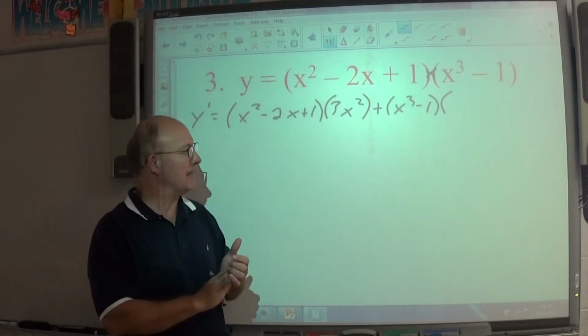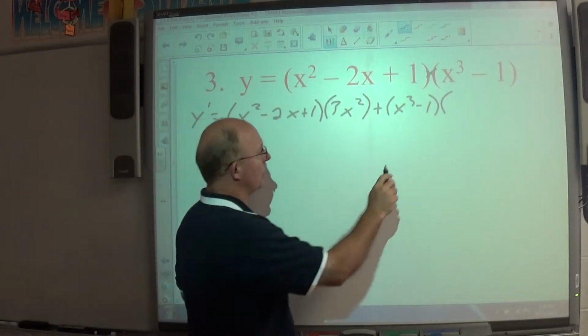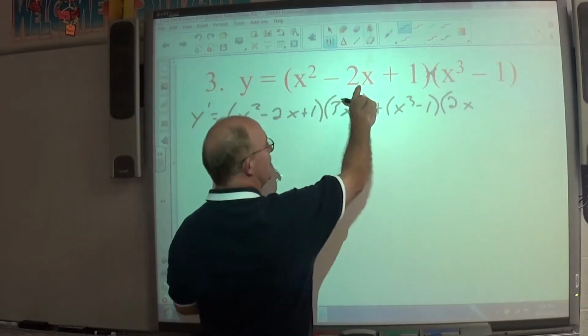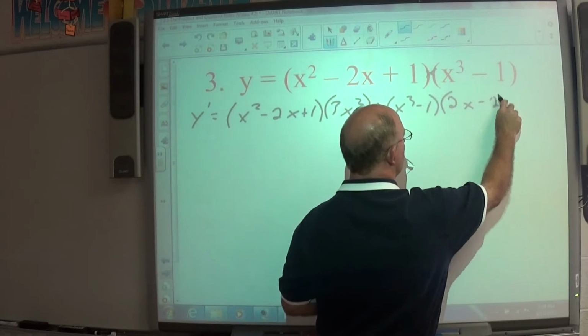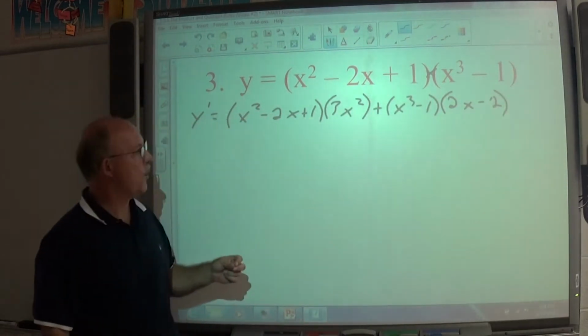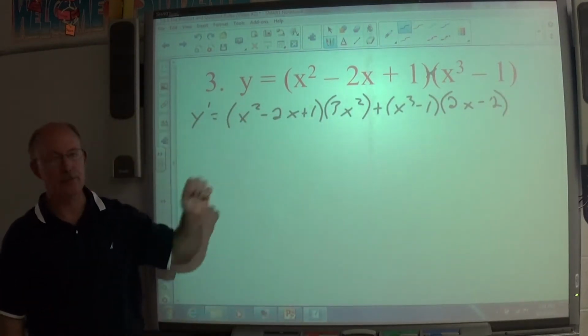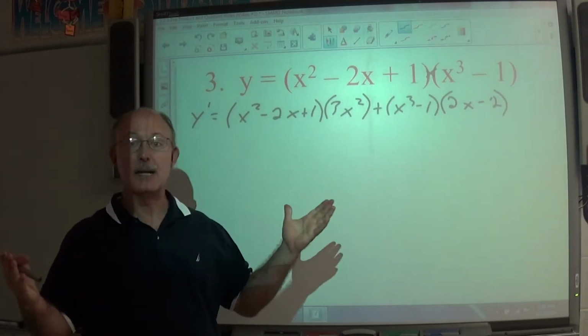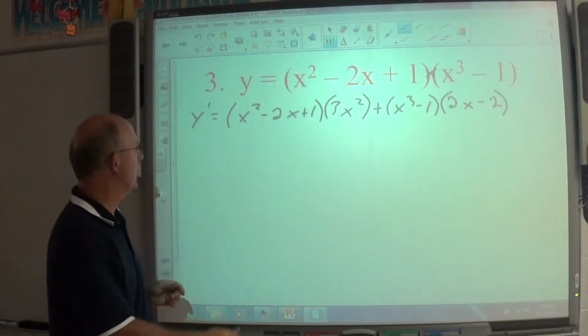Now take the derivative of the trinomial. We're going to take the derivative of each term. The derivative of x squared is 2x. The derivative of negative 2x is minus 2. And the derivative of 1 is 0. Now this is the derivative. Now we get to simplify. So let's see what it'll simplify to.